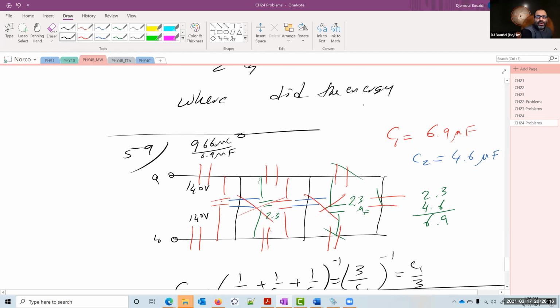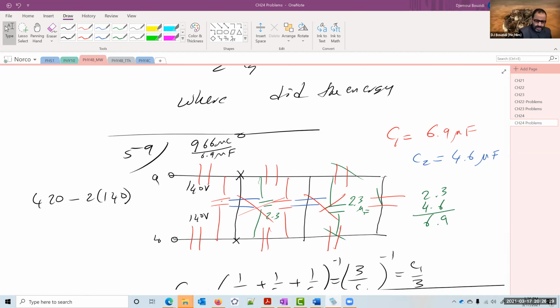In order to find the blue one, I have the overall voltage is 420. Deduct from it 2 times 140. That gives me the voltage across the blue one. So again, 420 minus 2 times 140. The answer is also 140 volts. So there is a 140 volt drop across the blue one, and the blue one has this much capacitance in it. So again, the charge on it, Q, is going to be this capacitance, 4.6 microfarads times 140 volts.